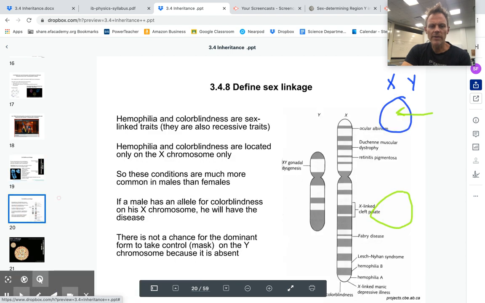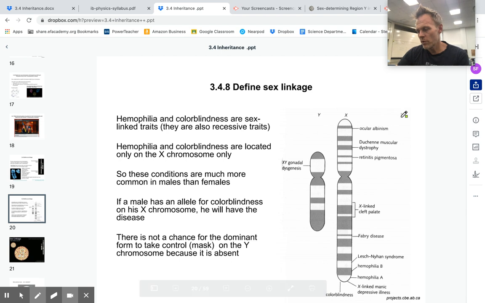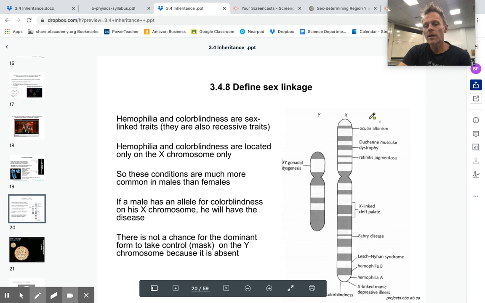It has a little bit of a better diagram. So it actually has some of the genes identified. You can see up here, the X chromosome is on the right-hand side. It has Duchenne muscular dystrophy, some retinitis pigmentosa. Down here, there's more diseases. The ones that IB wants you to know are hemophilia and color blindness. So those two are linked.